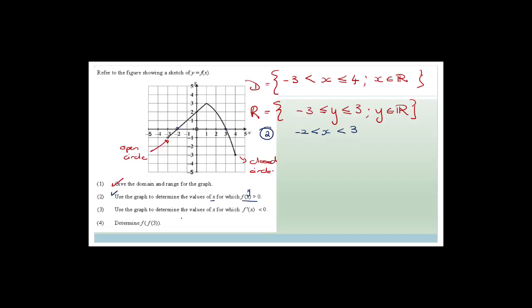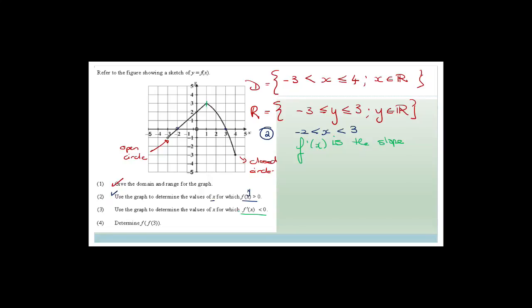Now it says, use the graph to determine the values of x for which f dashed of x is smaller than 0. That's an interesting question, because what is f dashed of x? F dashed of x is the slope, the gradient. It's the first derivative, but it represents the slope or the gradient. So what they're saying is they want to know when this graph has a negative gradient. Do you agree from here to here, it's got a positive gradient? But from this value all the way here, it's sloping up to the left, which means it's got a negative gradient.